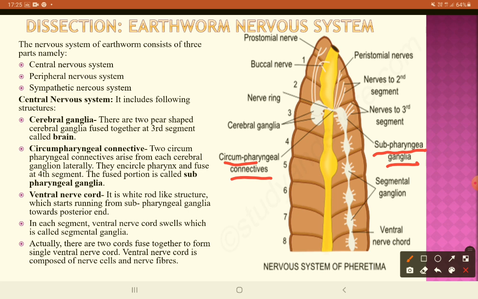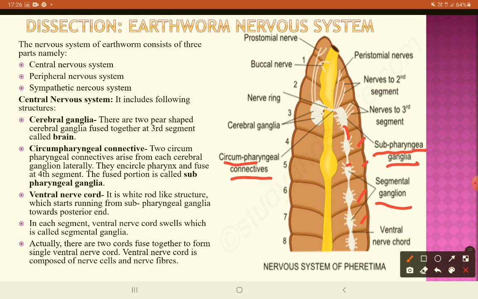Now from this subpharyngeal ganglion arises a nerve cord, that is the ventral nerve cord, which is a white rod-like structure running from the subpharyngeal ganglion towards the posterior end. In each segment, this ventral nerve cord swells up, forming a segmental ganglion. Here you can see in every segment the nerve cord swells up, forming the segmental ganglion.